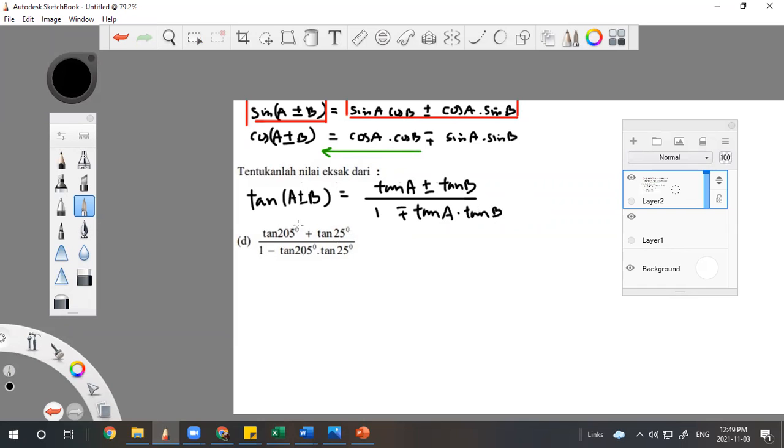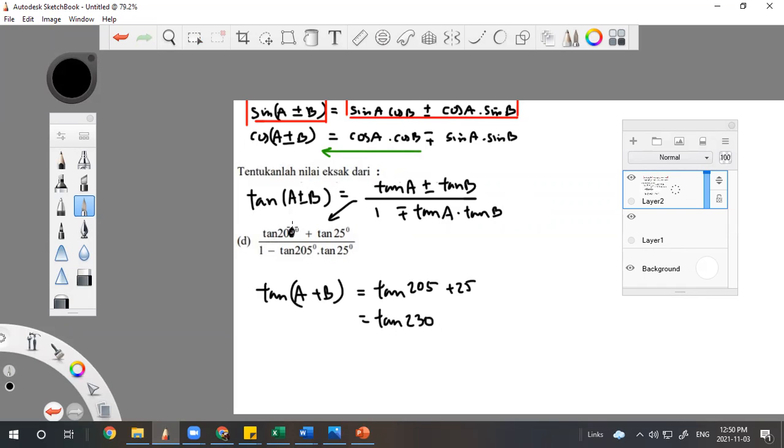Oke, ini juga sama, tan A plus. Kalau plus berarti pasti langsung tan A plus B, udah langsung. Ya kan, ini udah kelihatan tuh. Berarti equals tan 225. Aduh, pelan-pelan deh, 205 plus 25, 230. Kayaknya nggak ada nih. Tan 230 nggak ada ya. Nggak ada, guys. Ya udah nggak apa-apa, tan 230.